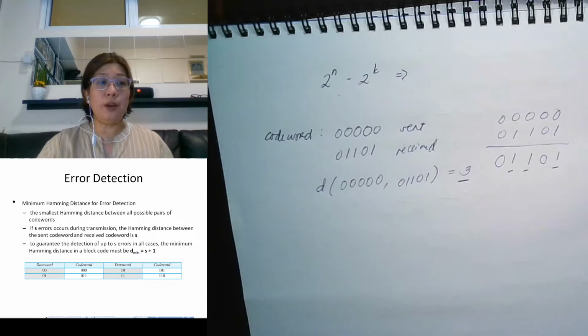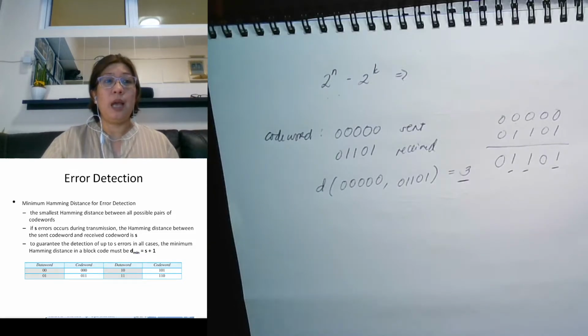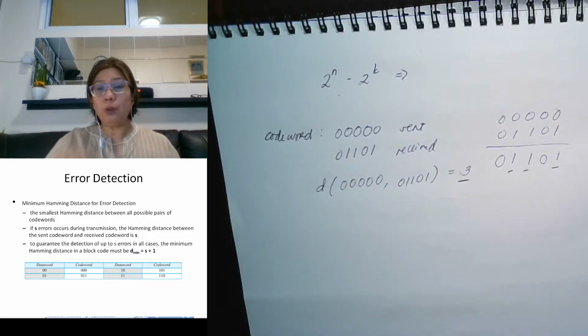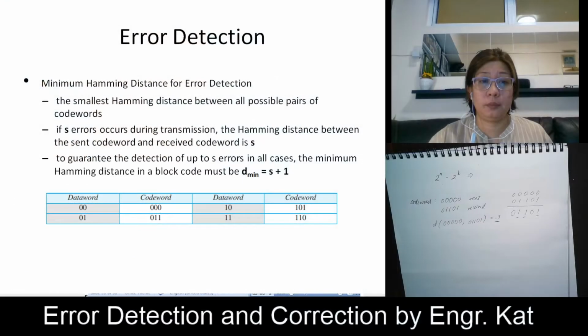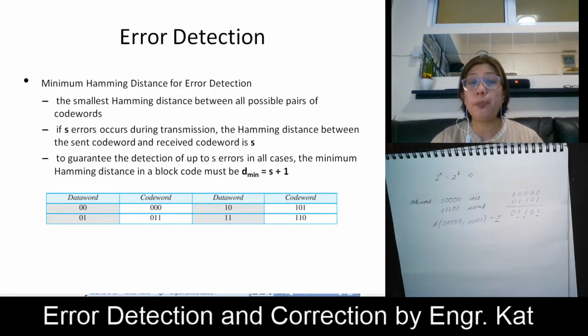Okay, so we have here how to find the minimum Hamming distance if we want to detect up to S errors. The minimum Hamming distance for error detection is the smallest Hamming distance between all possible pairs of code words.